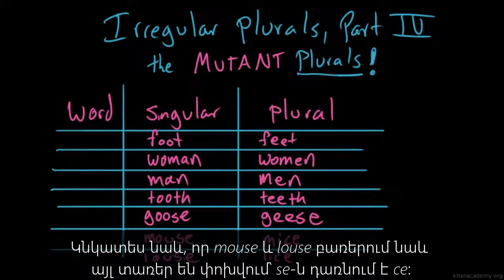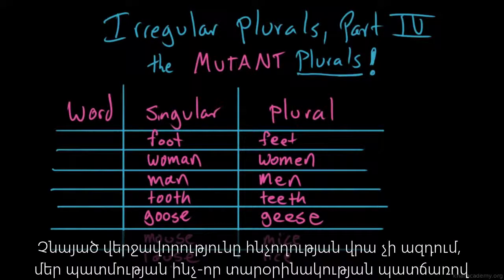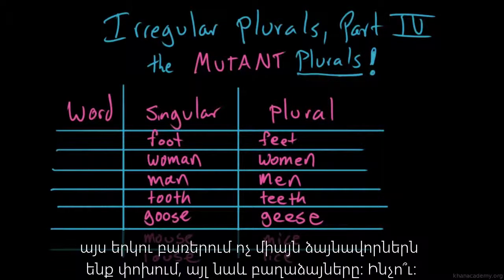You can see that mouse and louse actually change their end spelling as well, from S-E to C-E, even though it's the same sound, louse, lice. For whatever reason, just from some quirk of our spelling history, not only do we change the vowels used here, we also change the consonants, you see.